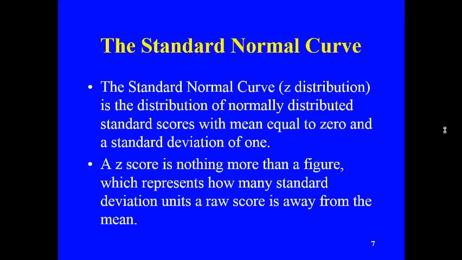So the standard normal curve, or the z distribution, is the distribution of normally distributed standard scores with mean x bar equal to 0 and a standard deviation of 1. A z-score is nothing more than a figure which represents how many standard deviation units a raw score is away from the mean.